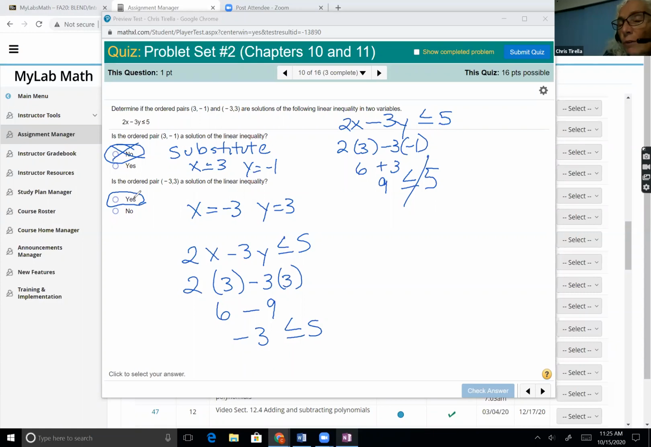Do you folks see what I did wrong? I made a careless mistake. Instead of substituting in -3 for x, I substituted in +3. And so that actually becomes not -3, but rather -15. And yes, it's still true. All right?